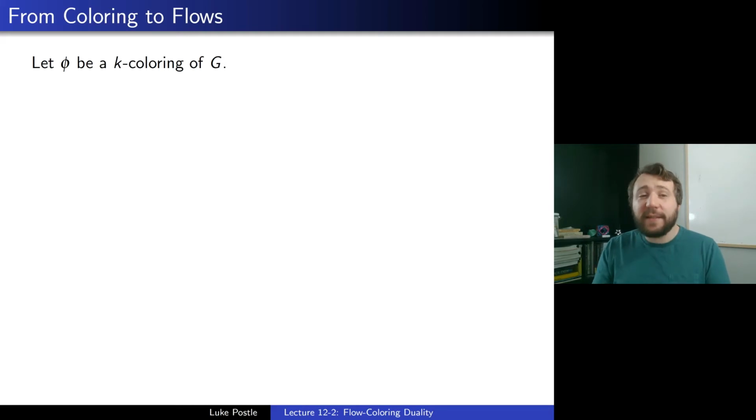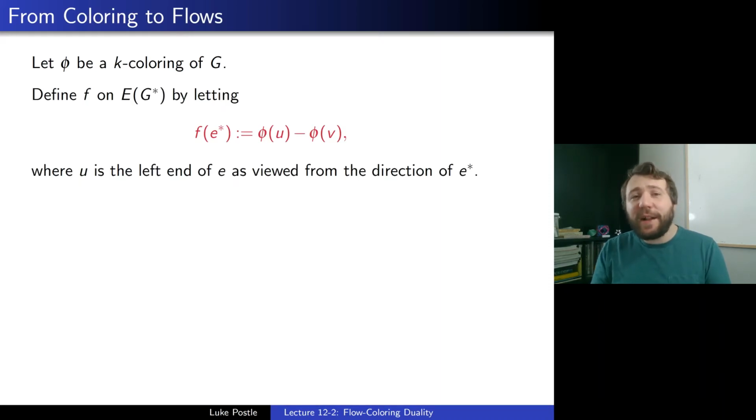So this is quite nice. Let phi be a k-coloring of G. I'll need to show you a k-flow. So how do we do that? I'll define f on the dual, so this is on E of G star, by letting f of E star, where E star is some edge in the dual, be phi of U minus phi of V, where U is the left end of the dual edge E as viewed from the direction of E star.